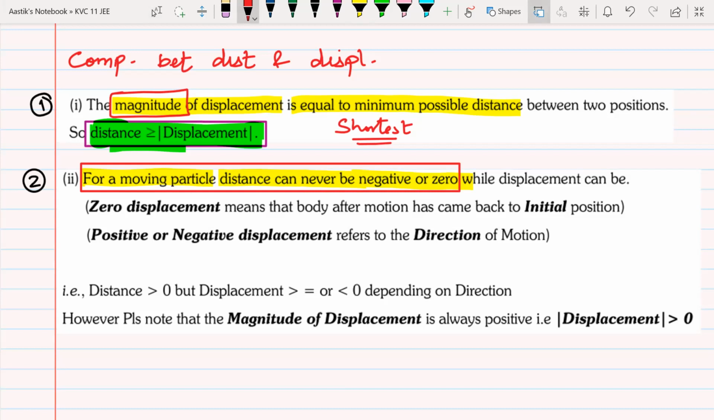Yes, sir. Okay. But the next part is the part where we might have trouble in understanding. Displacement can be zero, it can be positive, or it can be negative. Now, if the particle is moving, can someone tell me when can the displacement be zero? We know this. A particle is moving, it is not at rest.